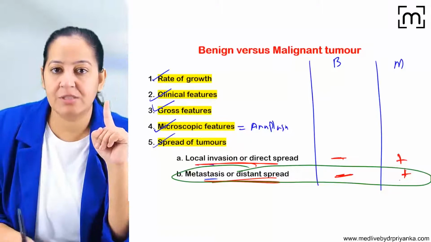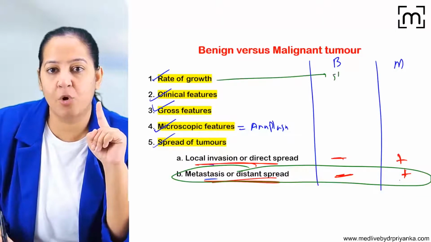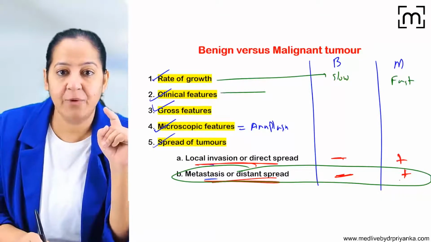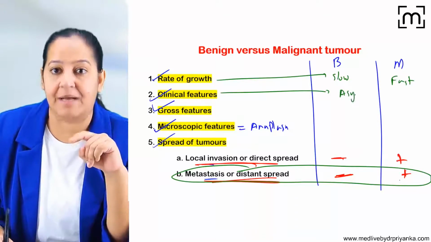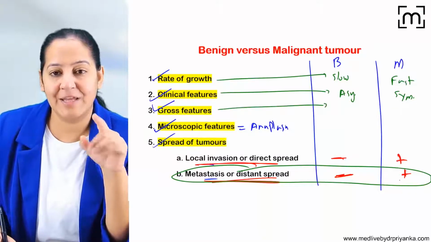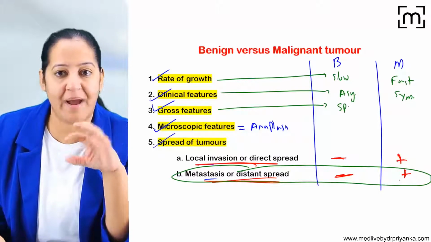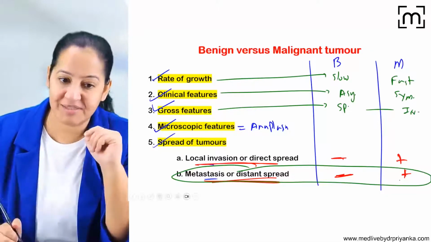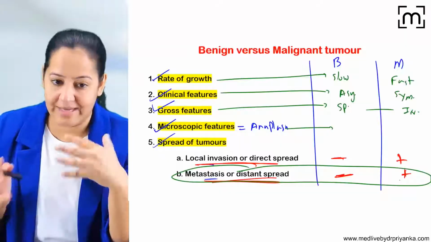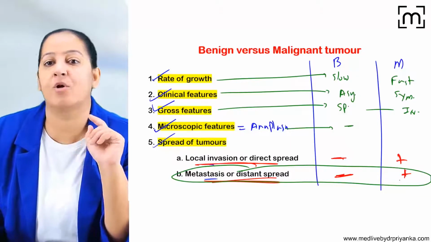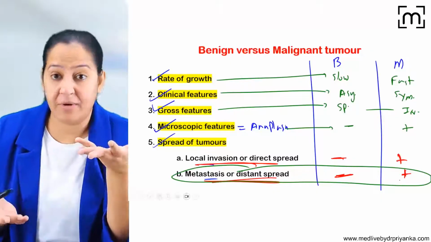Now I'm saying the benign tumors are slow growing and the malignant tumors are fast growing, but exceptions are there. If I'm talking about clinical features, benign tumors are asymptomatic, malignant are symptomatic, but again exceptions are there. Based on the gross, benign tumors are oval, spherical in shape and they have the capsule. Malignant tumors are irregular in shape. They don't have a capsule, but again exceptions are there. Anaplasia is a gray zone. It is not always that all the 10 features are absent here and all the 10 features are present here, but sometimes you get the gray zone.